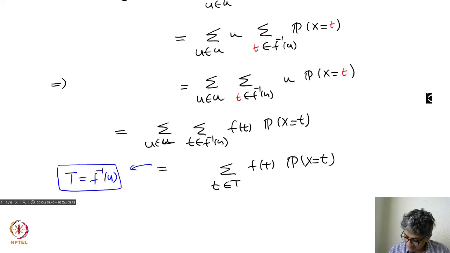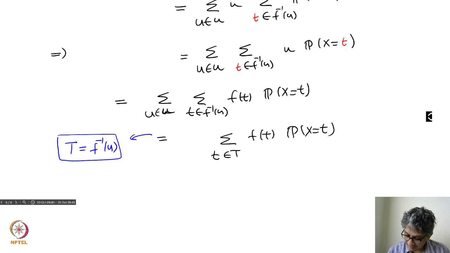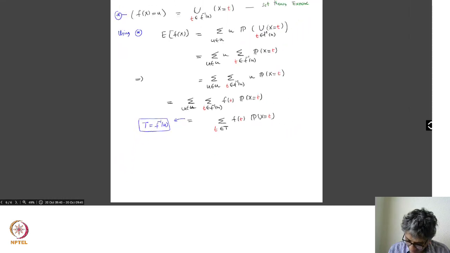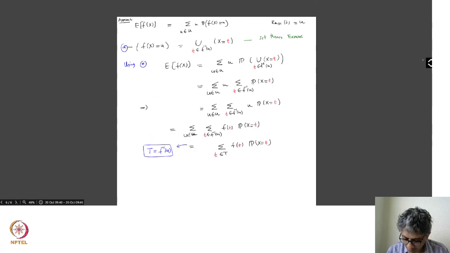Then what I observe is that u is the same as f of t. There's no difference under the sum condition. So I get f of t here, times x equal to t. Then once you observe that capital T is the same as f inverse of u, there's no difference, so all this is just one sum. It's just the sum over t in T, f of t times the chance x equals t. So what we've achieved in this computation is that I don't need to go and compute f of x equal to u. I can just work with x equal to t to get my answer.